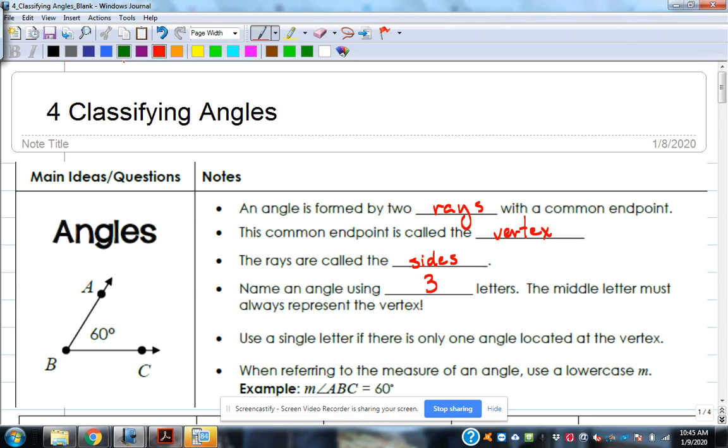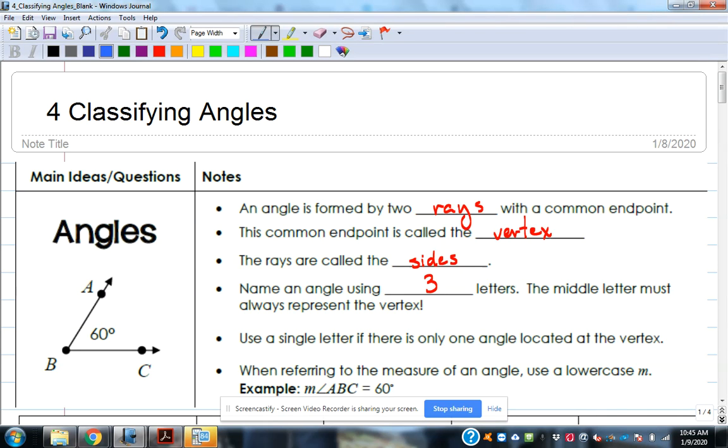If there were another ray coming out of there that had point D on it, we couldn't just name it angle B because there's more than one angle at B. So if there's more than one angle, you've got to use the three-letter style. If there's only one angle in your diagram, then one letter is enough. The corner letter is enough to do that.